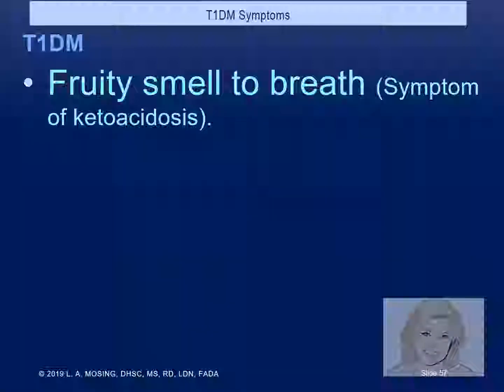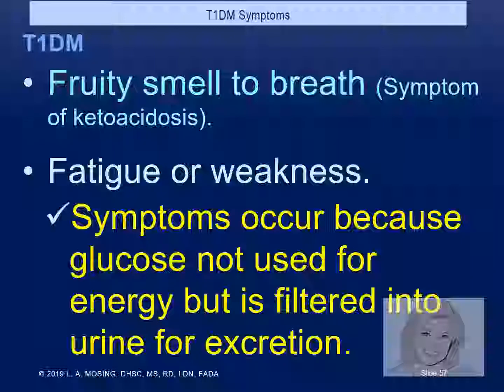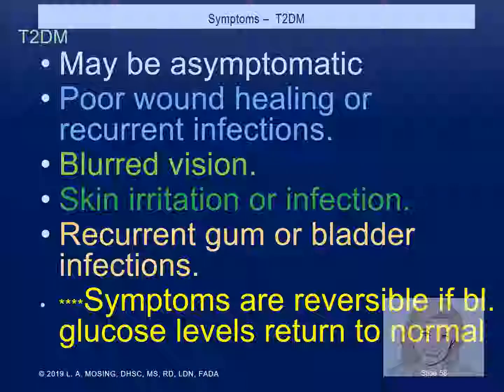So with type 1 diabetes, when Johnny comes in, you notice he's lost the weight. And when you're talking with him, he has a fruity smell. He's in ketosis. Remember that negative state. He's tired all the time, but he's eating. Why? He's basically urinating out his calories, because the symptoms occur because glucose is not used for energy. It's just filtered in the urine for excretion. If you watch the video links in there, you can see exactly how that works.